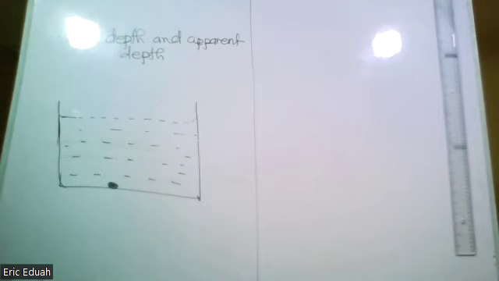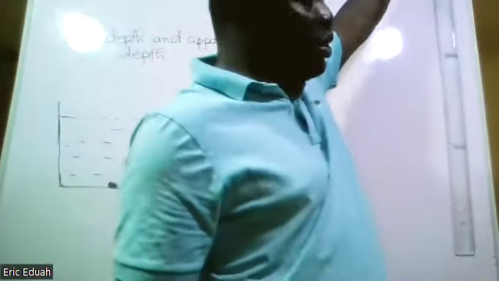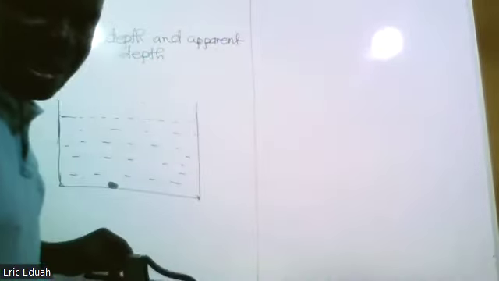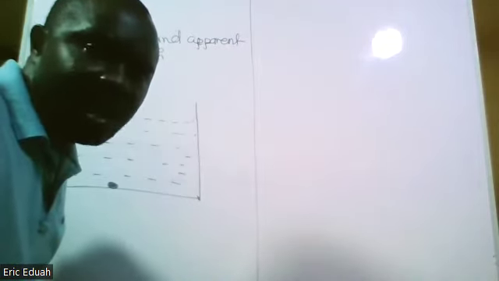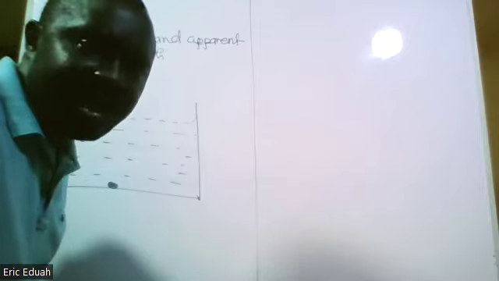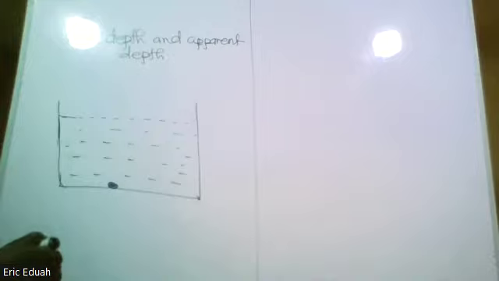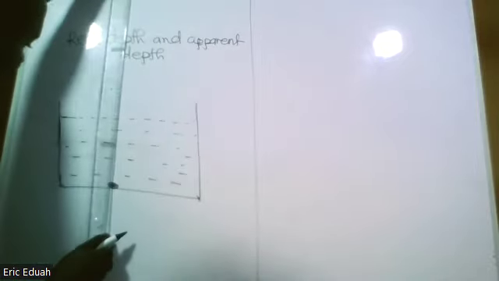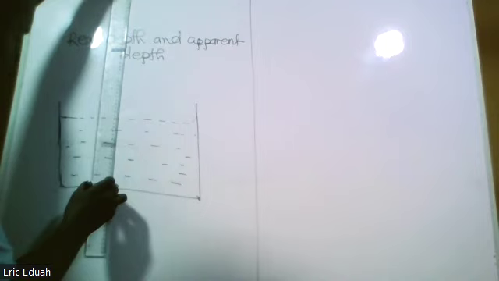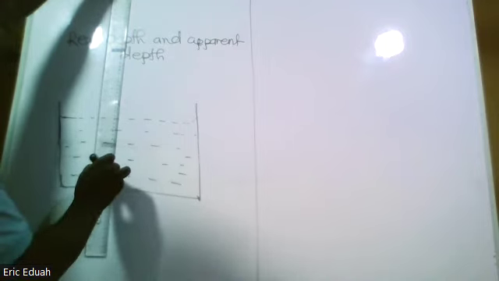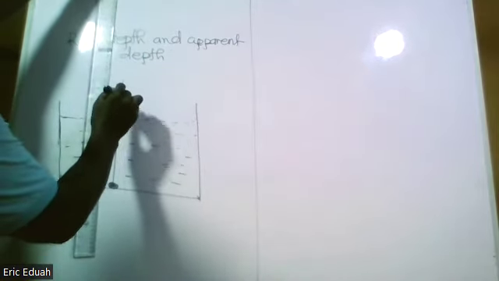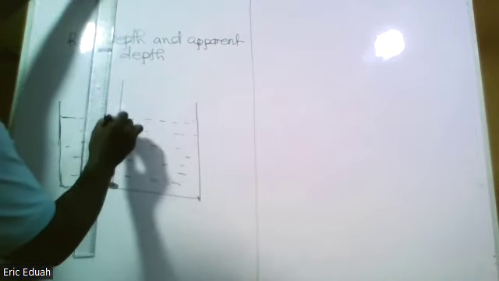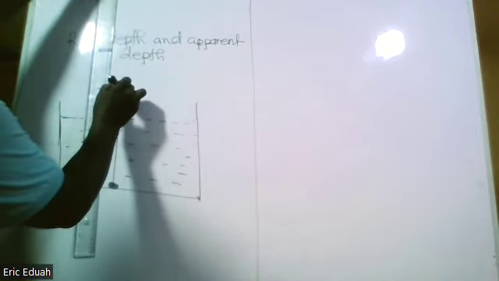Now, whenever light travels perpendicular within the same medium, its path is never refracted. When light travels perpendicularly through a medium, so this is light coming from the object but going perpendicularly, once the path of the light is perpendicular to the surface, it goes undeviated.